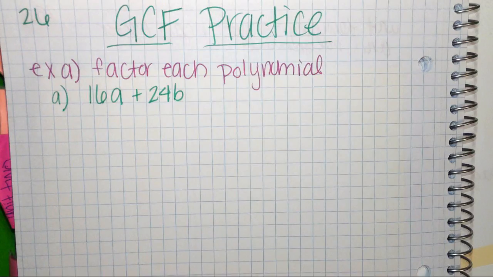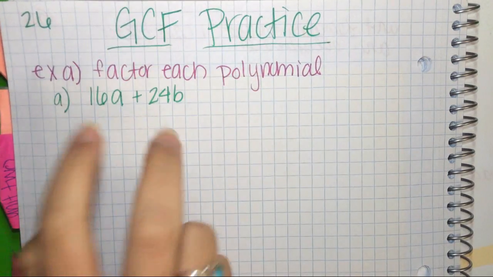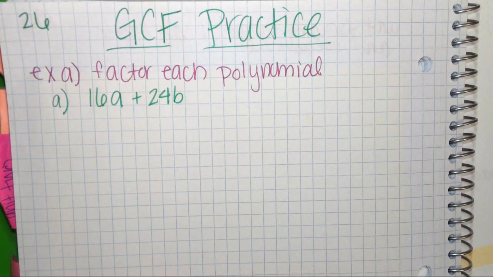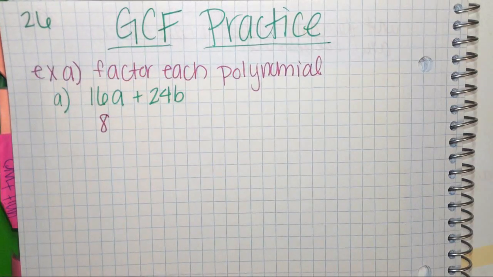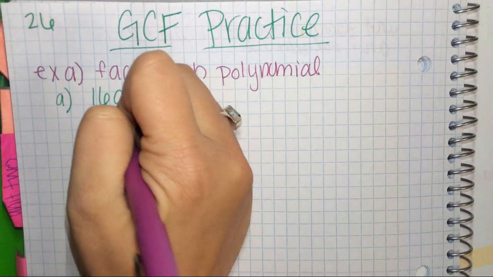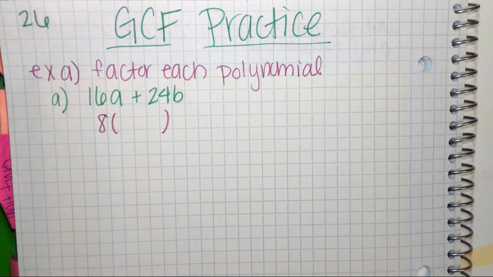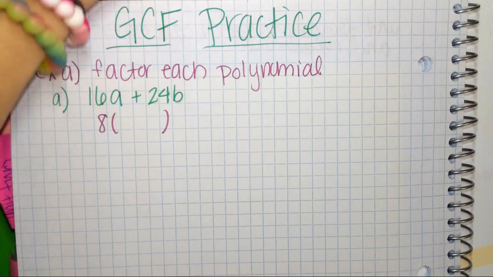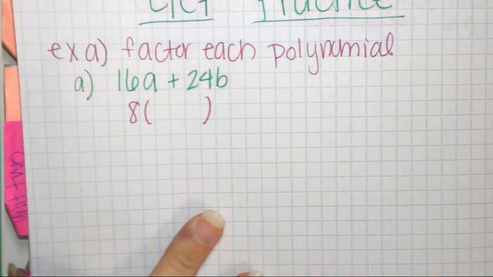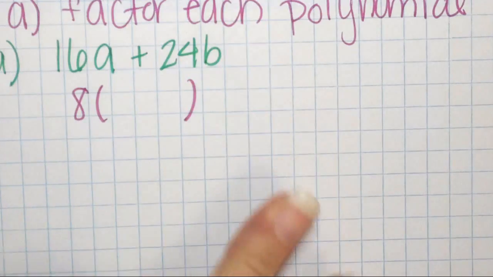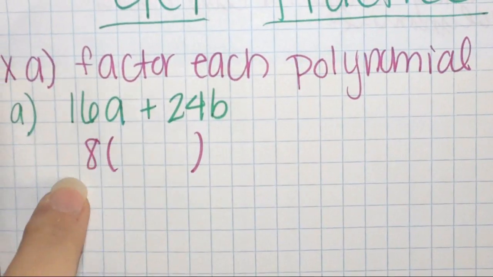So the first thing you do is you find the biggest number that goes into both of those. We know 2, but we want the biggest number. No, 4. But we want the biggest number. 8. So we're going to bring 8 to the outside. Now, do they have a letter in common? No. So then we write our parentheses. Now remember, factor means divide. So we're going to divide each of those terms by 8.